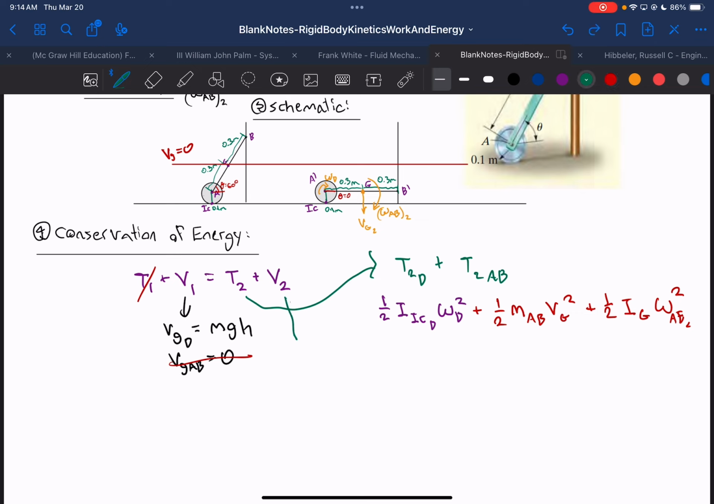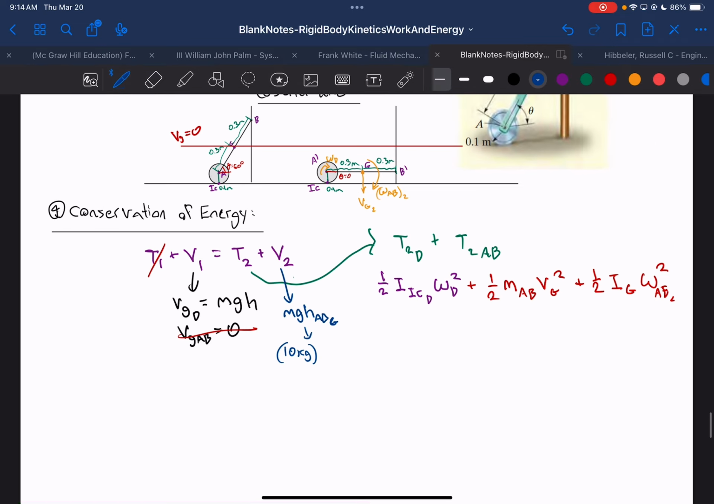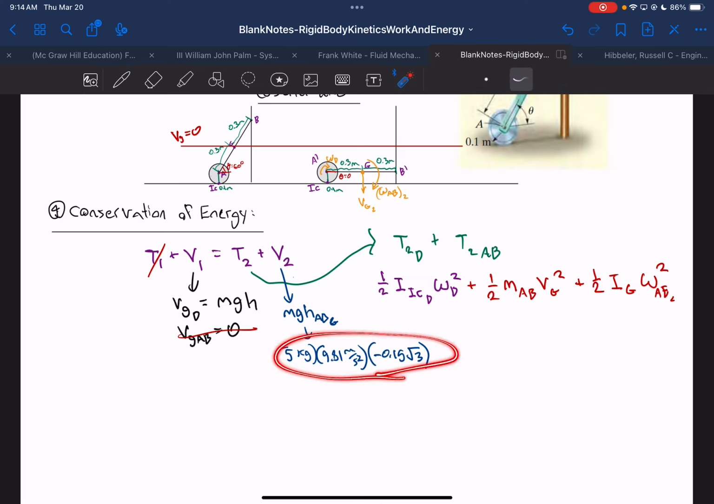Fairly simple. Let's use a different color. mgh of my rod AB about my point G. This is going to be 10 kilograms. Is it 10 kilograms? I don't know. No, it's 5. 5 kg multiplied by 9.81 meters per second squared multiplied by negative 0.15 multiplied by root 3. And that's all the gravitational potential energy we have in our state 2. Do you guys agree? Yes. Thank you.